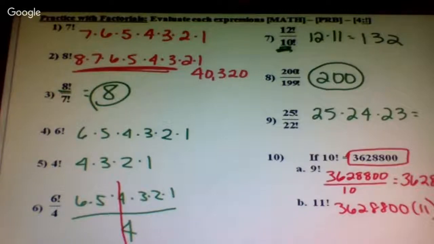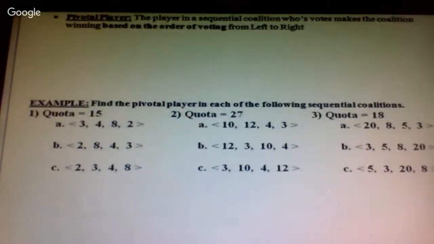All right, let's get into the nitty-gritty. Okay, why we're doing this, why we're writing sequential coalitions. We are trying to find your pivotal player. Your definition of a pivotal player is the player in a sequential coalition whose votes make the coalition winning based on the order of votes. So as the votes are coming in, we're adding them up. When I get to my quota or more, I stop. That player's pivotal.